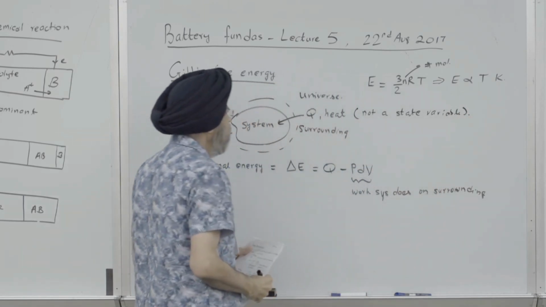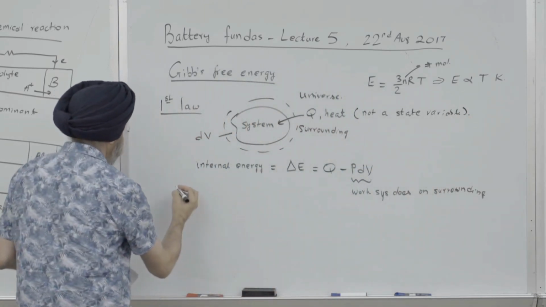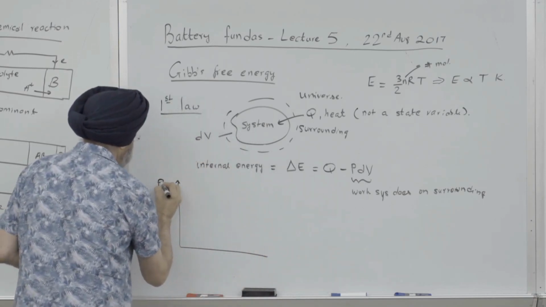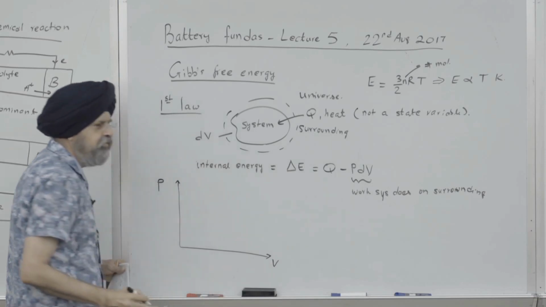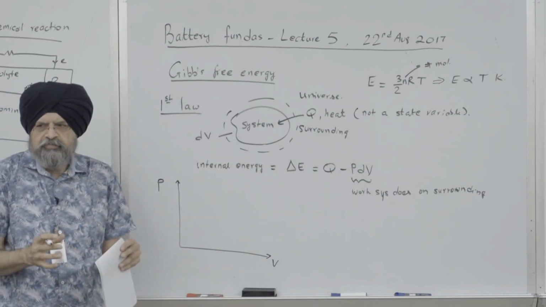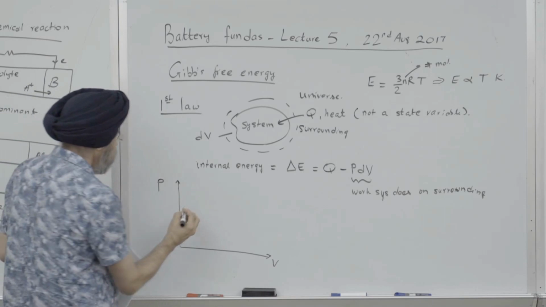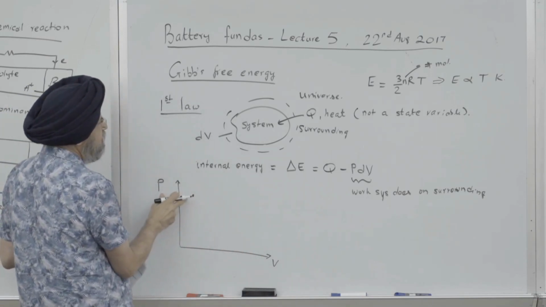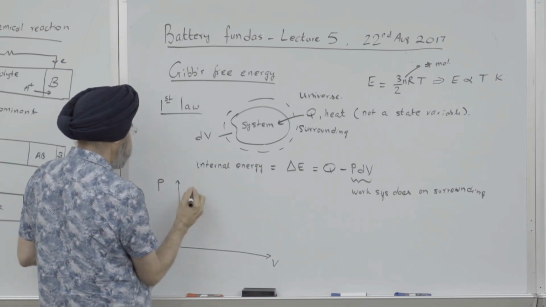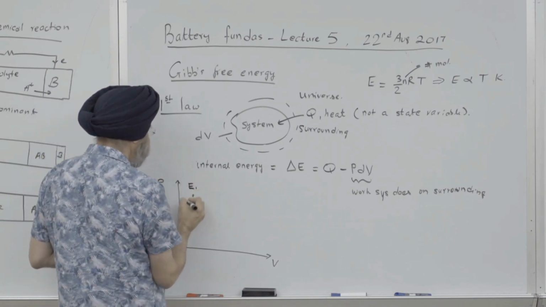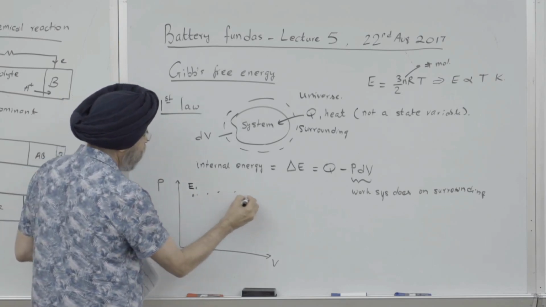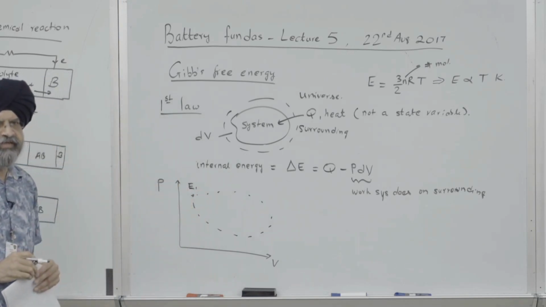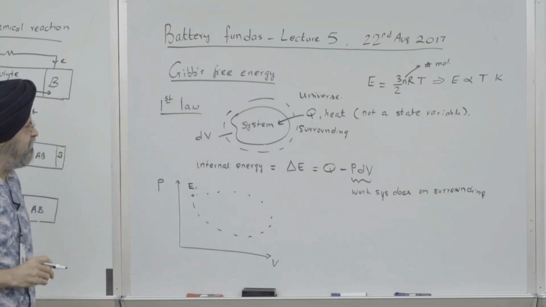Meaning, okay, let me show you what that means. Suppose I plot a PV diagram for a gas. The gas has a certain volume and a certain pressure. If I have a position over here, and say the internal energy is E1 for this, then I can go meandering all over the universe. If I come back over here, I should have the same internal energy. So internal energy is a state variable.